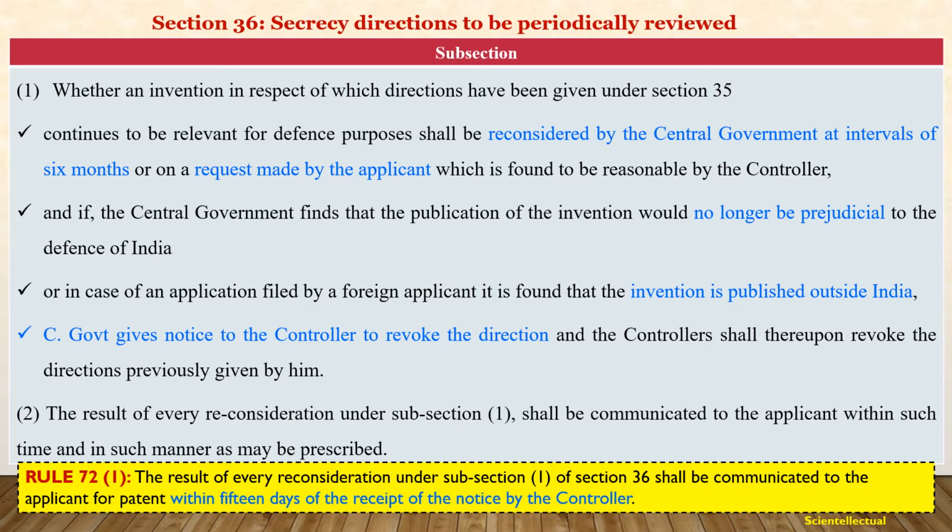Subsection 2. The result of every reconsideration under subsection 1 shall be communicated to the applicant within such time and manner as prescribed. The relevant rule is Rule 72(1). The result of every reconsideration under Section 36 shall be communicated to the applicant for patent within 15 days of receipt of notice by the controller.